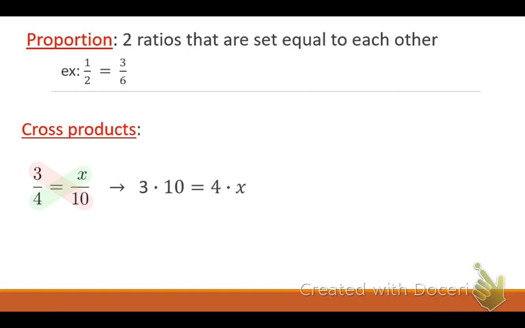Now, I'm going to teach you a method called cross products. I think this should come as a review to you. But with cross products, basically what you're doing is you are going to be multiplying the number that is diagonal from the original number. So 3 times 10, you're going to go ahead and rewrite it as 3 times 10. And then we'll multiply the other two that are diagonal from each other, 4 times x. Once again, remember it says they are two ratios that are set equal to each other. So it is important that you have that equal sign in between them.